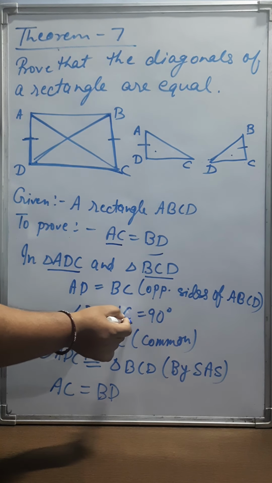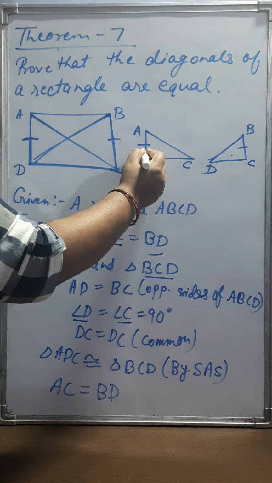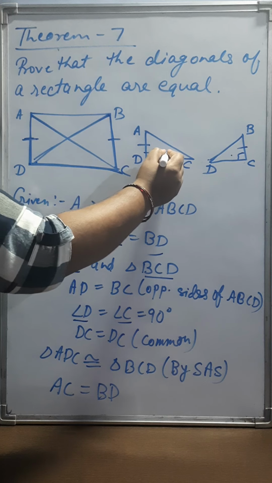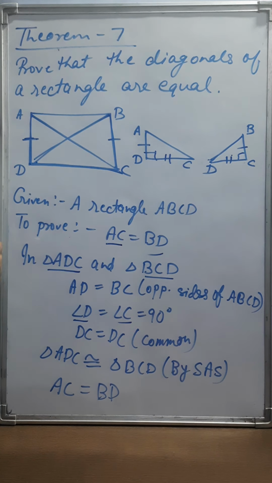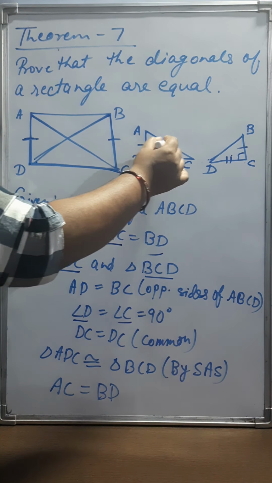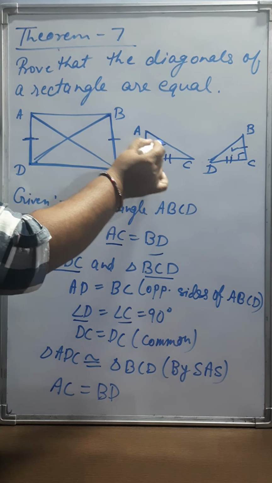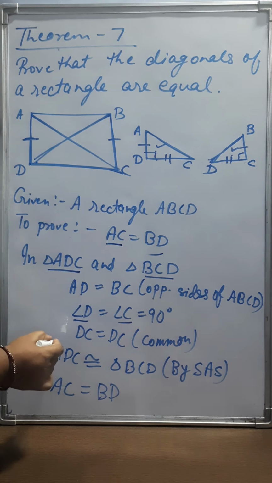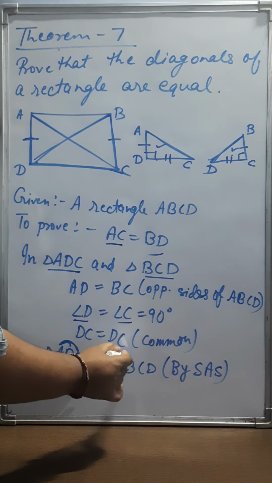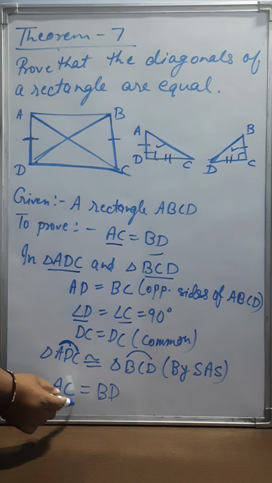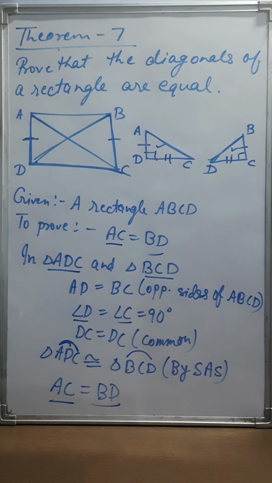Angle D will be equal to angle C. Both are 90 degree, because it is a rectangle, each angle will be 90 degree. And this DC is common in both. So these two triangles will be congruent by SAS. And if these two triangles are congruent, we can apply CPCT, and hence we have AC is equal to BD. So we got the diagonals are equal. AC is equal to BD.